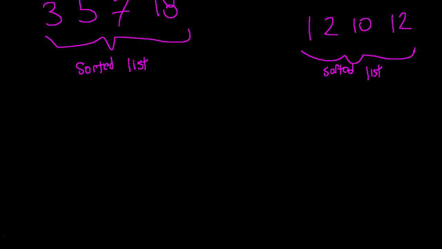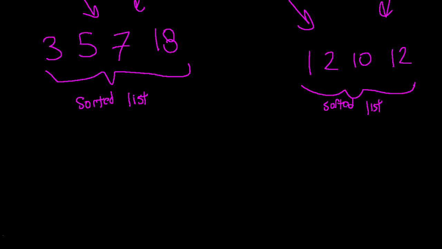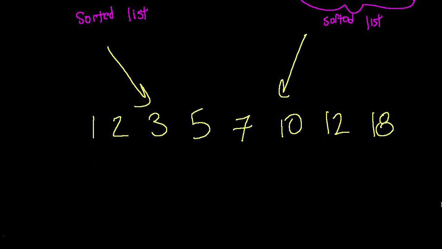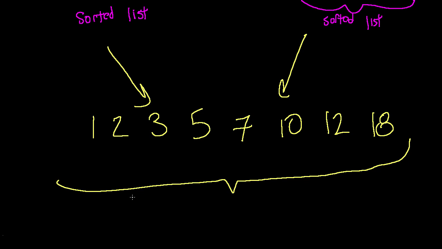And now we're almost at the top. We are almost finished. We'll do it again, and we'll combine both of them. First, we take the 1, then we take the 2, then we take the 3, then we take the 5, then we take the 7, then we take the 10, the 12, and then finally the 18, and we have our big sorted list.